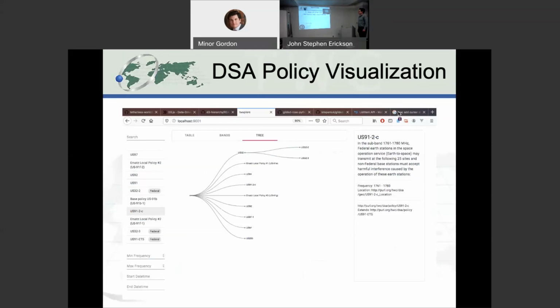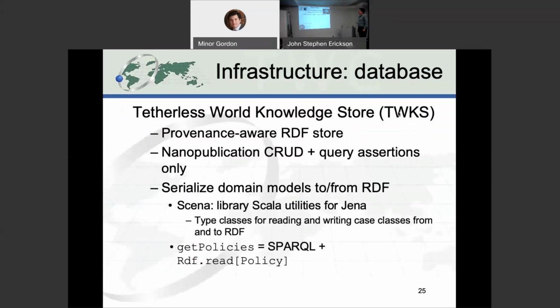So finally, the last bit of the puzzle is, talking about the user interfaces on the outer rung, well, obviously the data has to come from somewhere as well. So that's an internal project that I've been working on called the Telos World Knowledge Store, TWix. It is a provenance-aware RDF store. The basic idea is that you're not allowed to put things into the store except with provenance information of some kind. So that comes in the form of nano publications, create, read, update, and delete, and then some mechanisms for querying assertions only.